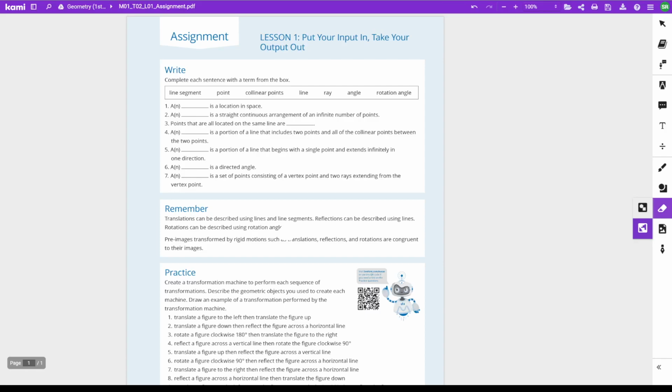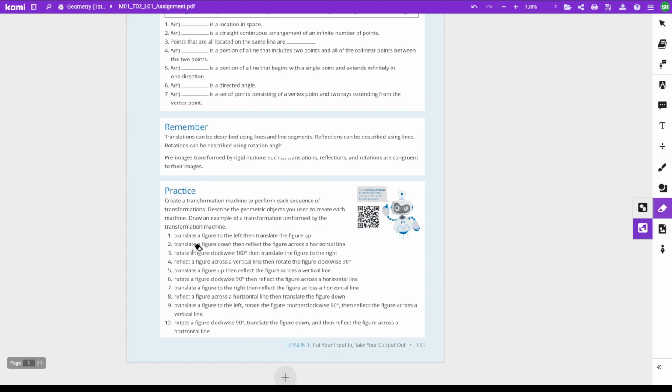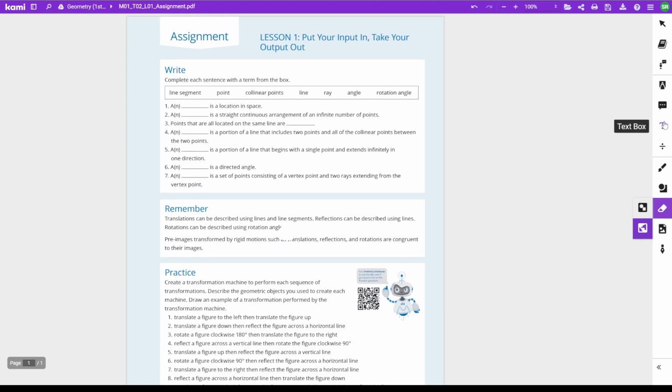Okay, so I'm going to be showing you how to do this assignment here. Bear with me, I'm new to Cami, so this is going to be very painful to some extent. Okay, so we're going to be doing the right section and also the practice section. The right section is just a matter of matching up these words with their definitions.